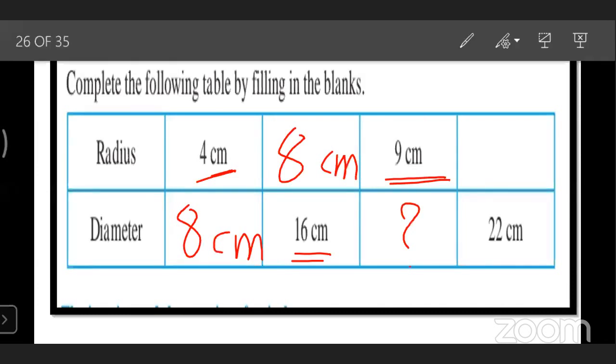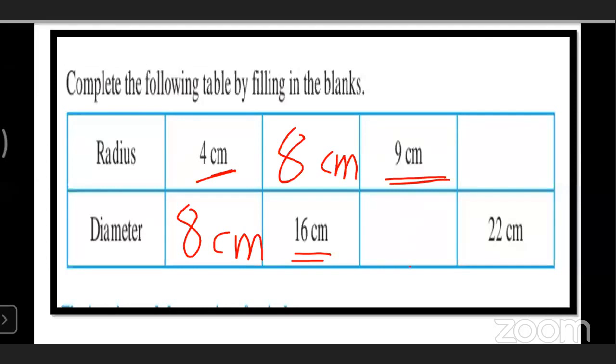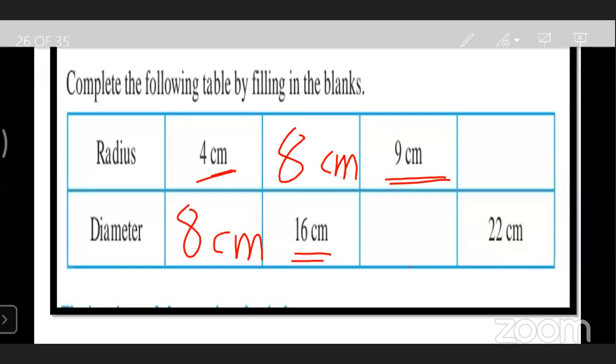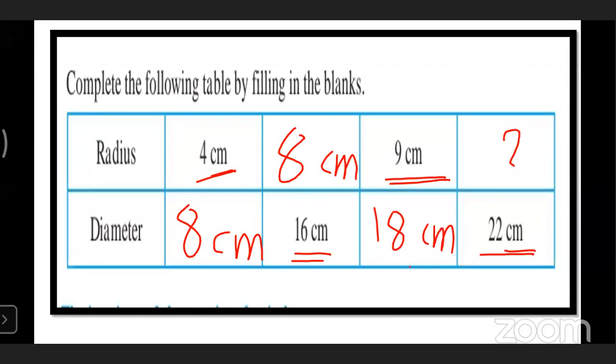So what should I write down here? 18 centimeter. Yes. Very good. Now let's solve the last sum. What do we have to do? We have to find out the radius, and the diameter is given. What is the diameter? 22 centimeter. Very nice. So let's solve.